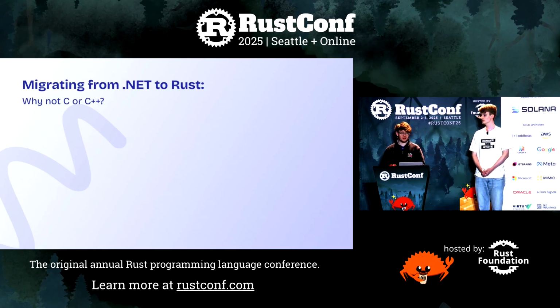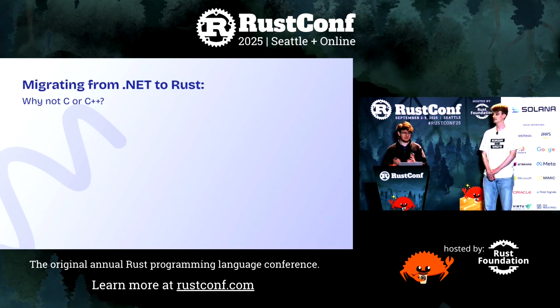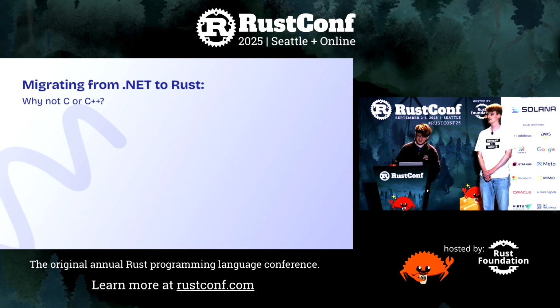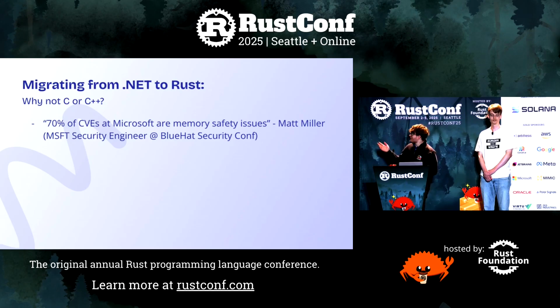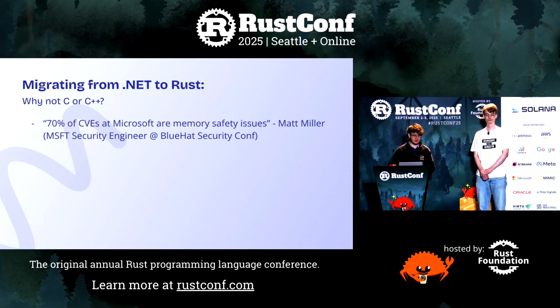Okay, so maybe an obvious question is, considering all these previous requirements that we had, I feel like C and C++ would do an okay job at fulfilling them. But if you were in the keynote talk from Mark Russinovich, you might know why we didn't do that. As reported by Matt Miller, Microsoft security engineer at the BlueHat Security Conference, 70% of CVEs at Microsoft are memory safety issues. A lot of that stems from using languages that are memory unsafe, like C and C++. Large code bases at Microsoft, like Windows, are written mostly in C and C++, and a lot of those vulnerabilities come from that.